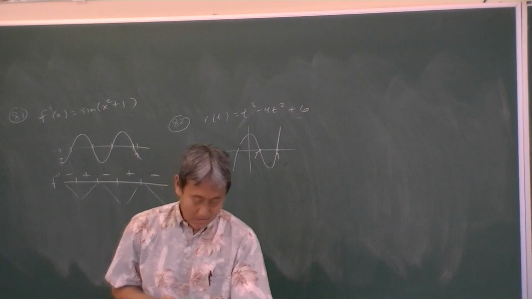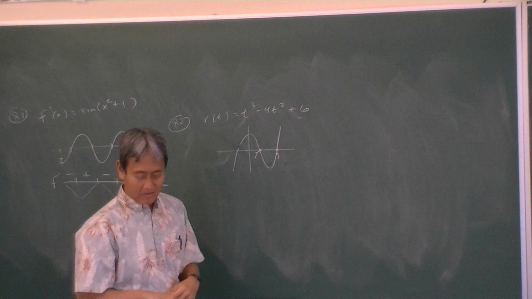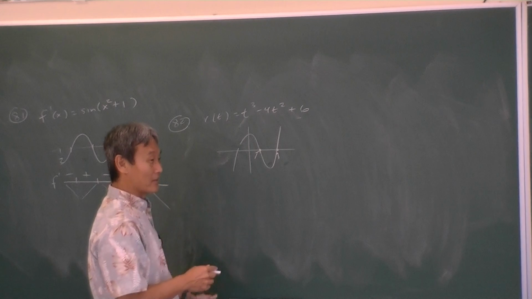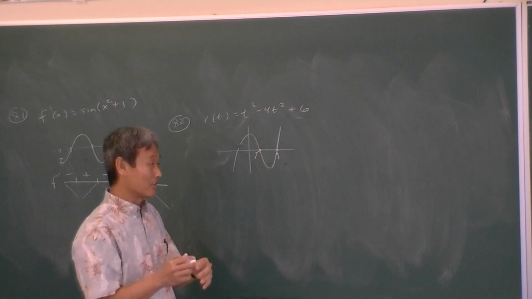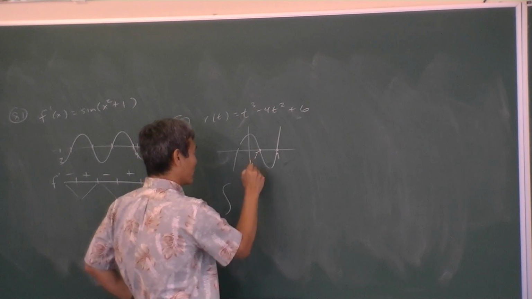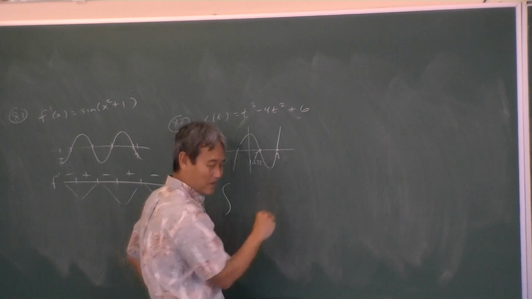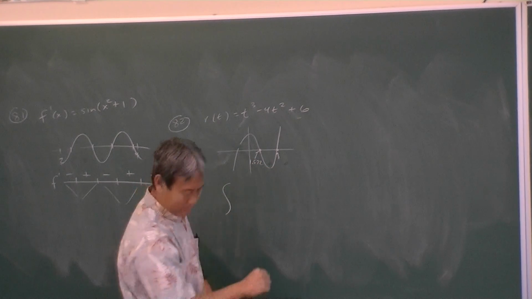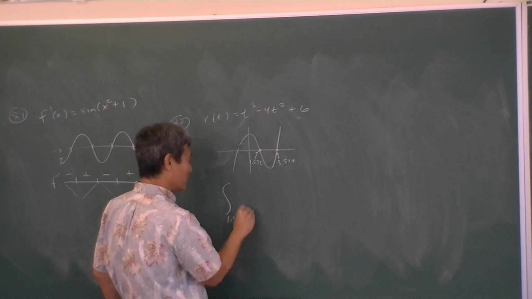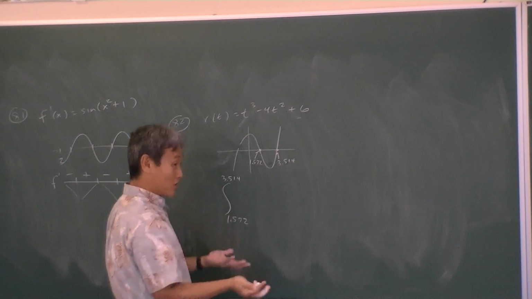Are you integrating the derivative of altitude, or are you going to integrate the altitude? Now they want the change in altitude. So what is this point? This was 1 point something. I guess it's 1.572, and this one there is 3.514. So 1.572, 3.514.